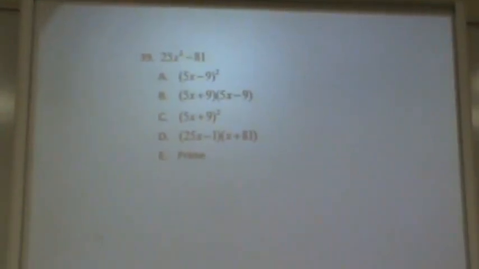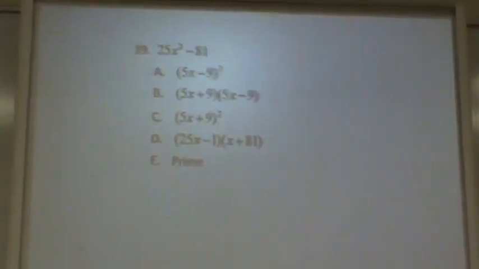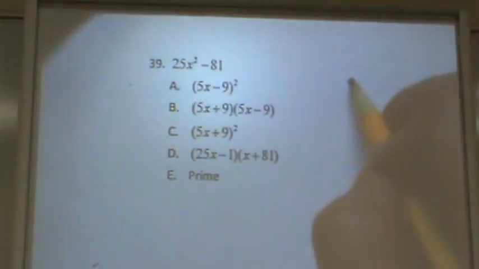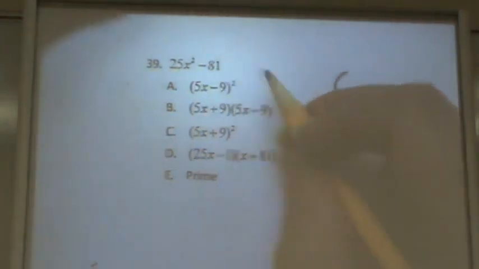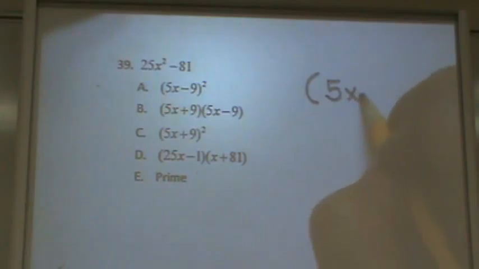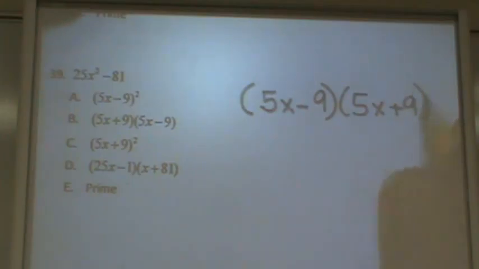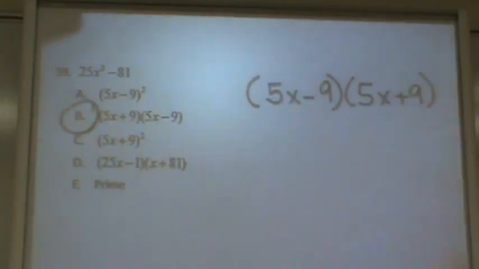39 is a simple one. This is called the difference of two perfect squares. So 25x squared is a perfect square, and so is 81. So this one's an easy one. It factors to be 5x minus 9 times 5x plus 9, which is B.